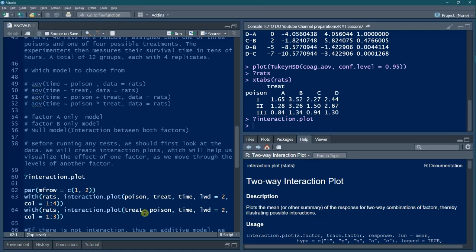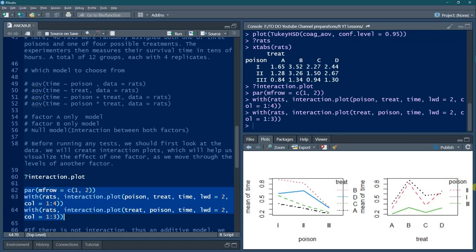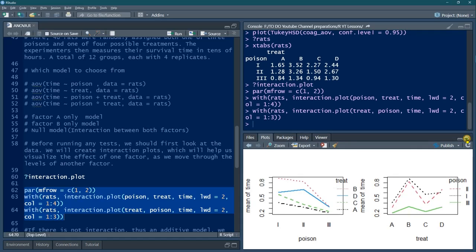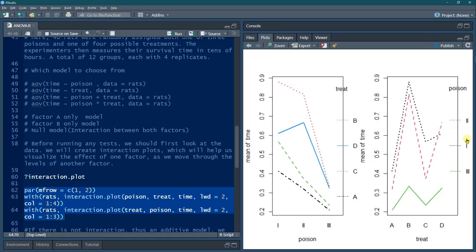Similarly, instead of plotting poison as x and treatment as y, we can reverse that and we will get one more plot. So let us execute these 3 statements. So I got 2 plots here. So we are seeing these lines here.